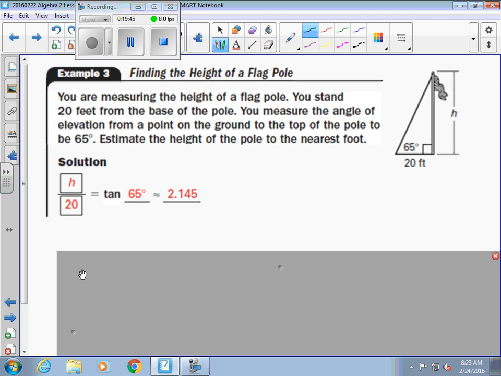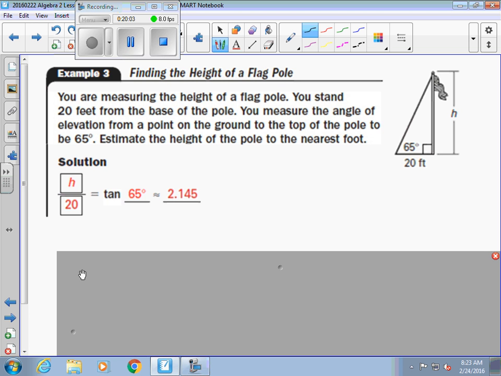You stand 20 feet from the base of the pole. You measure the angle of elevation. Again, remember, elevation goes up, depression goes down. From a point on the ground to the top of the pole to be 65 degrees. So you can see that angle, 65 degrees. Estimate the height of the pole.